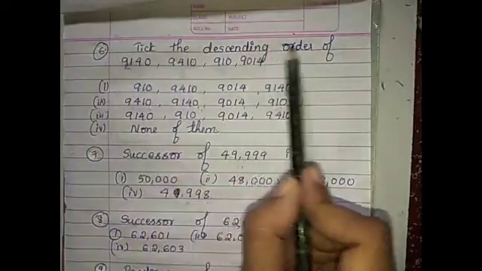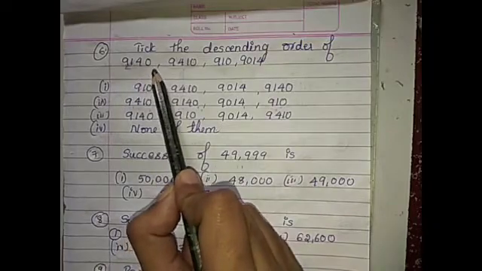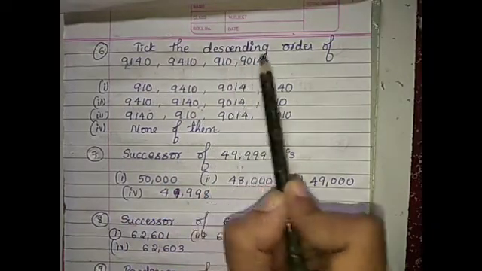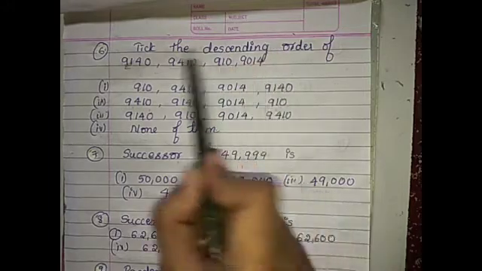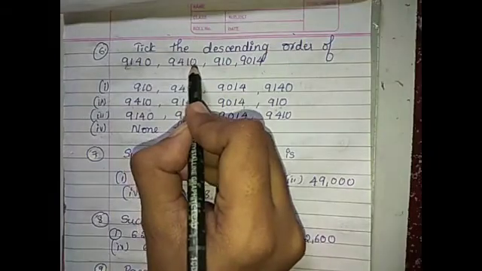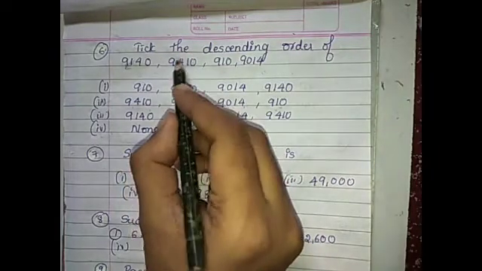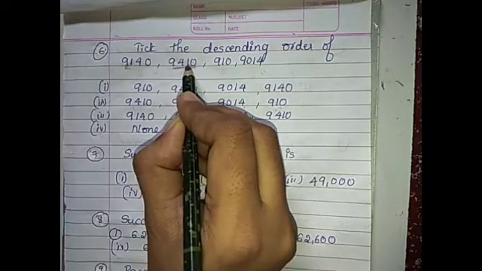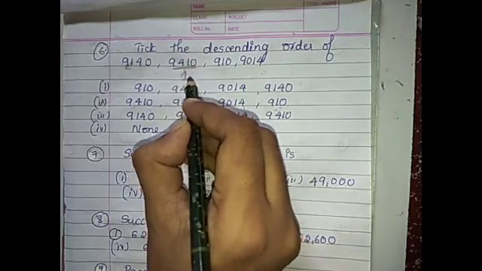Sixth one, tick the descending order of 9,140, 9,410, 910, 9,014. Among these, which number is the largest number here? 9,410 is the largest number. So first 9,410 will come. So I'll put here 1.